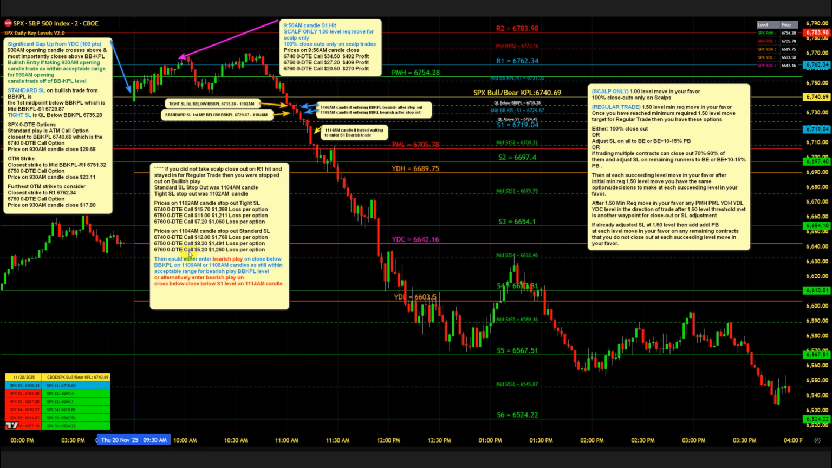And the 6760 was 520, so that's a $1,260 loss per option. Then after that, you could have re-entered here on either the 11:06 a.m. candle or 11:08 a.m. candle for the BBKPL. Excuse my typo here, where I just typed in BBKL instead of BBKPL. My apologies for that.